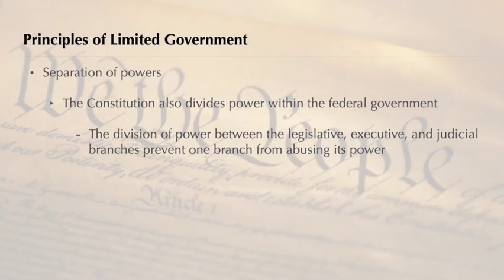Under our Constitution, power is not only divided between the state and federal governments, it is also divided within the federal government. Dividing power among the executive, legislative, and judicial branches helps prevent any one branch from abusing its power.